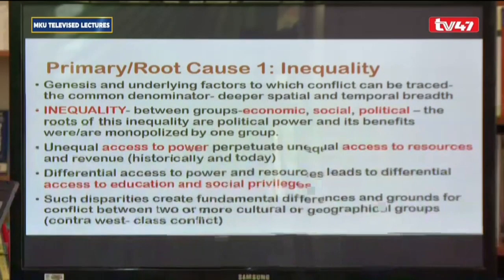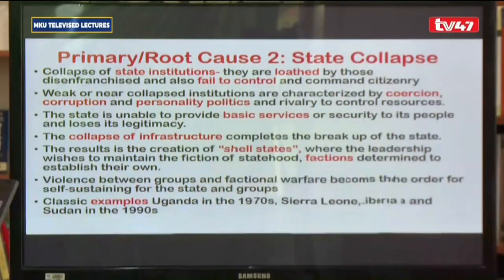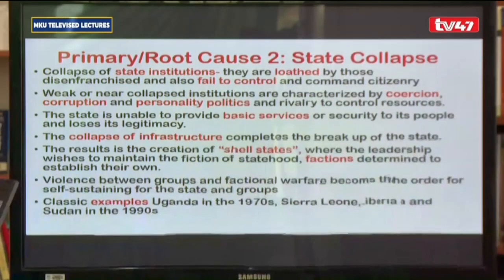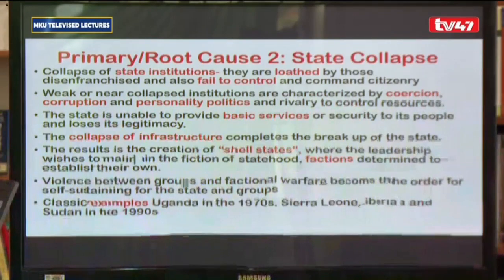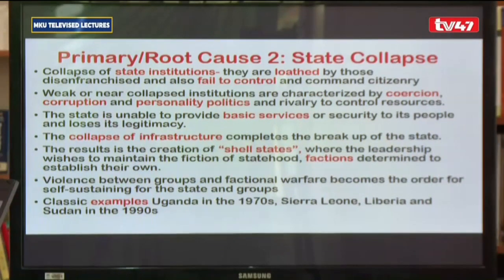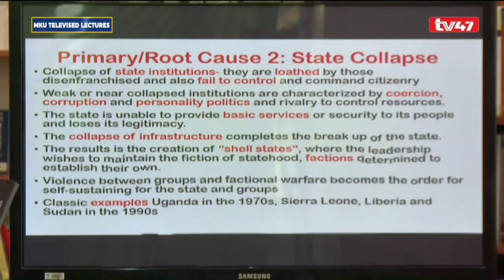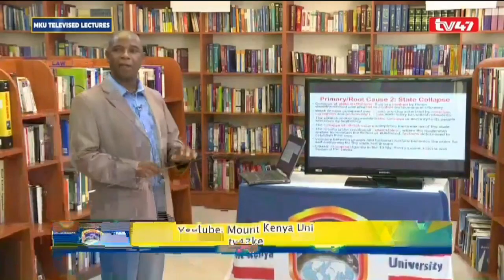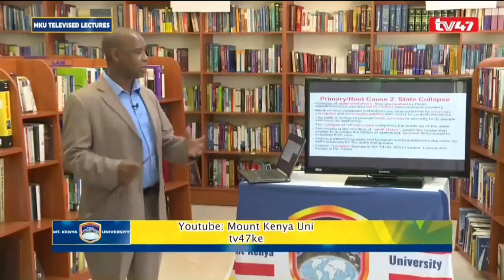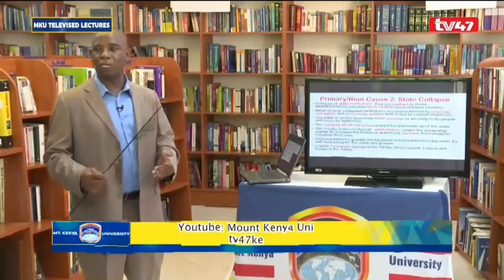The next primary cause of conflict is state collapse. The collapse of the state can be reflected in so many different ways. First is the collapse of state institutions. The state has command of different institutions, especially those that are important in controlling power. The military, for instance, is an important state institution. The police is an important state institution, and other attendant institutions that make a state recognized as a sovereign state.